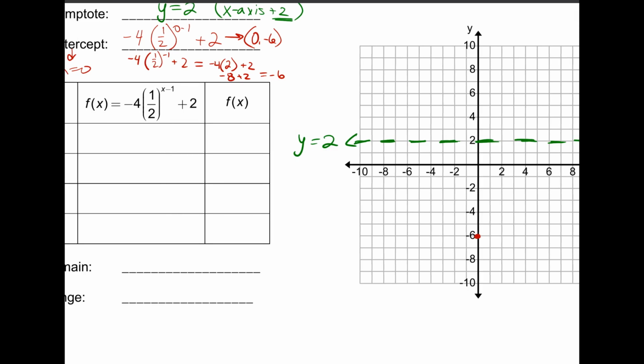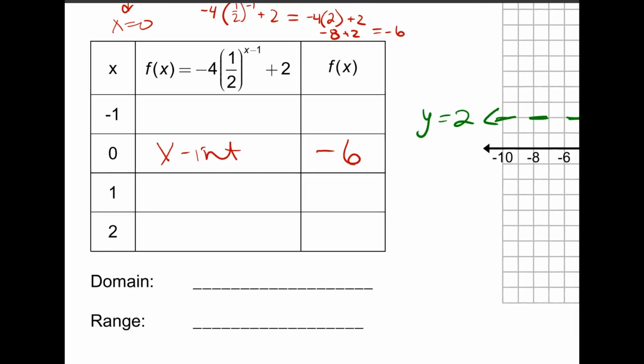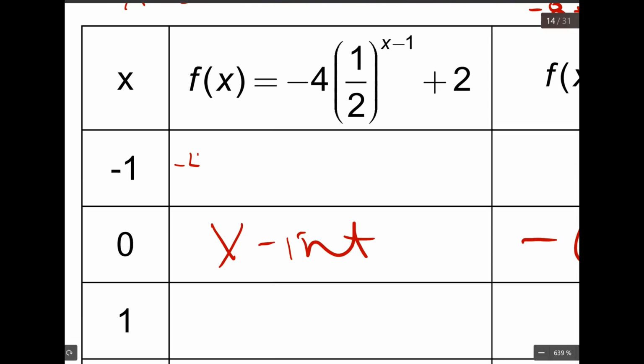All right, so let's go through. Let's just plug in these numbers. Let's see what we get. So I already know, when I plug in 0, what this is. It's from the y-intercept. This is going to be a negative 6 value. Let's plug in negative 1. So negative 4 times 1/2 to the negative 1 minus 1, and then plus 2.